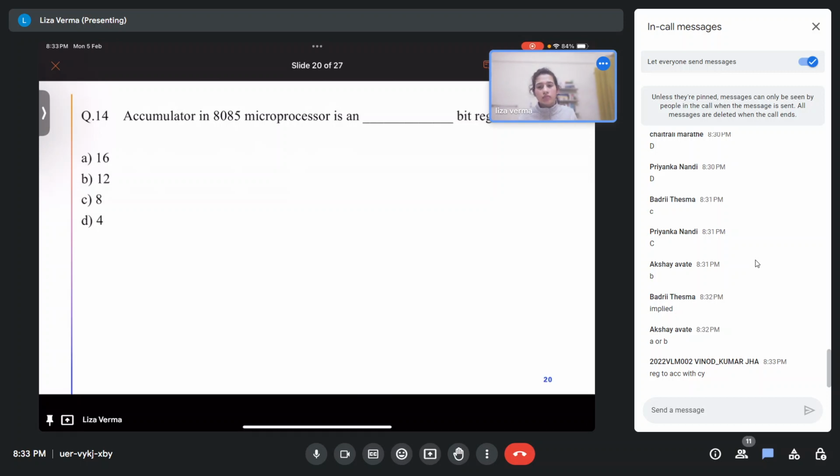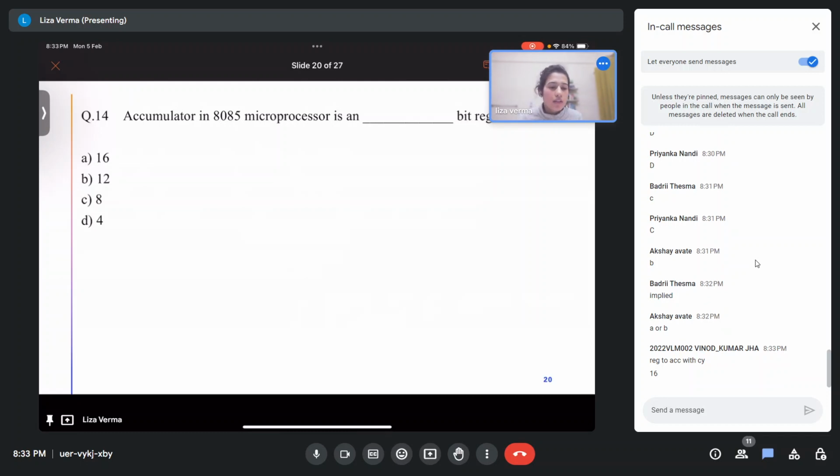Next question. Accumulator is how many bit register? 8-bit. Is it 16-bit? Someone is saying 16. See, the accumulator is an 8-bit register. All the other registers which are 16-bit are mentioned explicitly. Accumulator, B, C, D, E, H, and L are all 8-bit registers. So C is the correct answer.